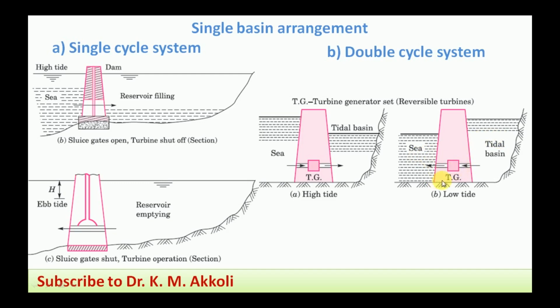During that time also the power generation is taking place. During the reverse flow from the basin to the sea, during that time also the power generation is taking place by using the reversible turbine, that is at the low tide. That is called a double cycle system. In the two ways we are going to generate the power, in the two cycles we will generate the power. That is one of the advantages associated with this double cycle system.